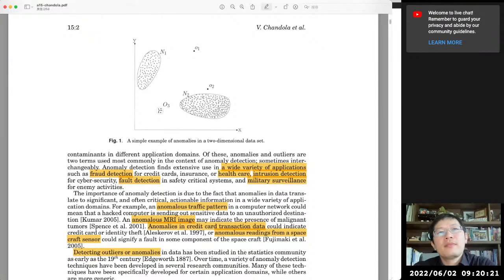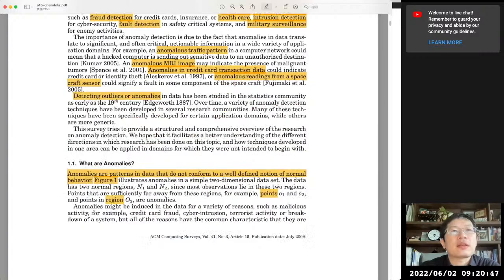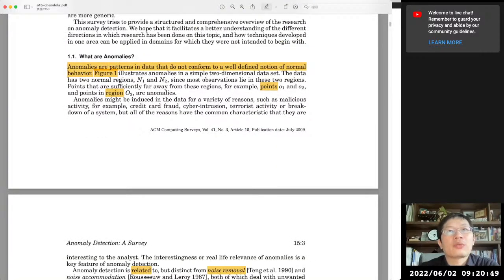And O3 is another small cluster, but the size of the cluster is a little bit small, and it is a little bit far away from N1 and N2. So the points in the cluster O3 can be viewed as anomalies as well. So there are different types, and point anomalies or anomalies like O3 are considered anomalies.